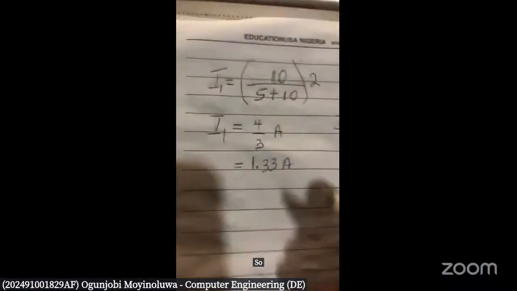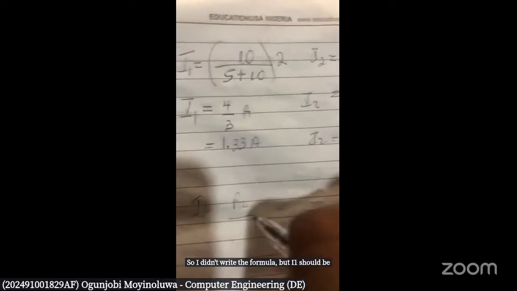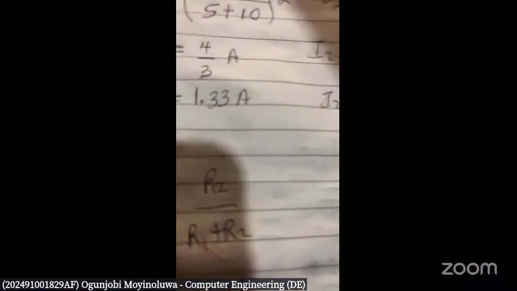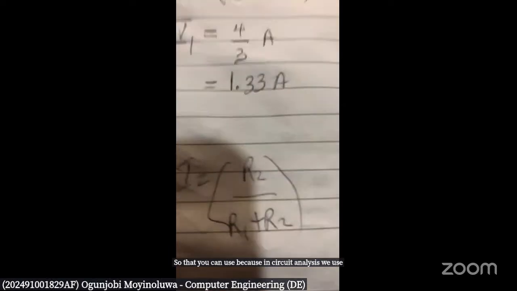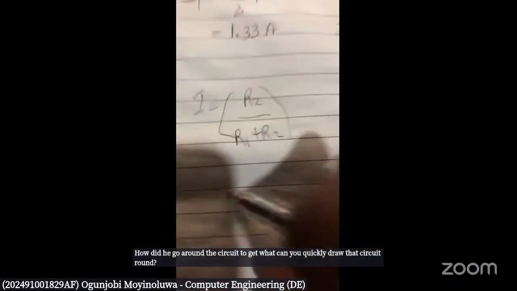I didn't write the formula, but I1 should be R2 divided by R1 plus R2. You didn't even draw the circuit diagram, Ogunjobi. How will you remember when you are revising? If you don't have the diagram, I screenshotted the slide. Okay, yes, sir. But I would have loved to see your diagram, because in circuit analysis, we use diagrams to explain ourselves. So you have to show your circuit for people to really get what you are saying. Can you quickly draw that circuit now? I know some people have worked it, but at the same time, I just want to be sure that we are all together.